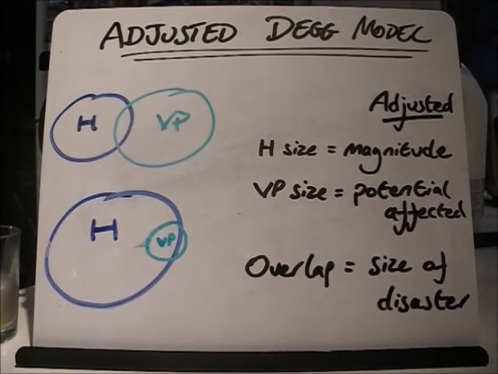So as a recap, on the adjusted model, hazard size is the magnitude of the hazard. The vulnerable population bubble size is the potential people affected, so the number of people who are at risk. The overlap, though, is the size of the actual disaster. Now I would recommend making Degg models, adjusted Degg models, for every single one of your case studies. It makes them very easy to compare if you do this.